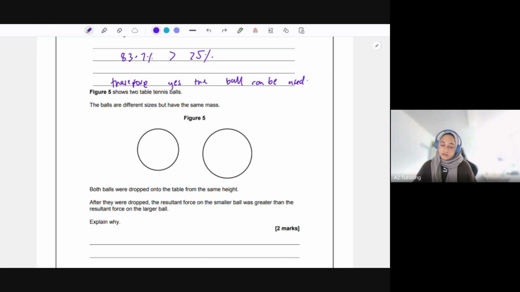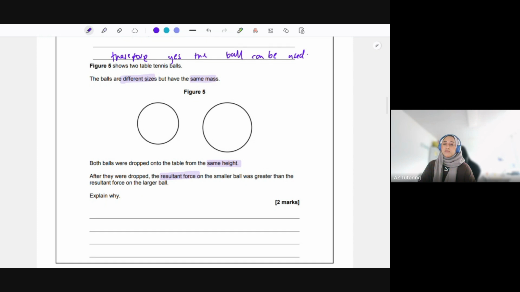Okay, let's continue. Figure 5 shows 2 table tennis balls. The balls are different sizes but have the same mass. Okay, so different sizes, same mass. It says both balls were dropped onto the table from the same height. After they were dropped, the resultant force on the smaller ball was greater than the resultant force on the larger ball. Explain why. Well, the masses are the same.